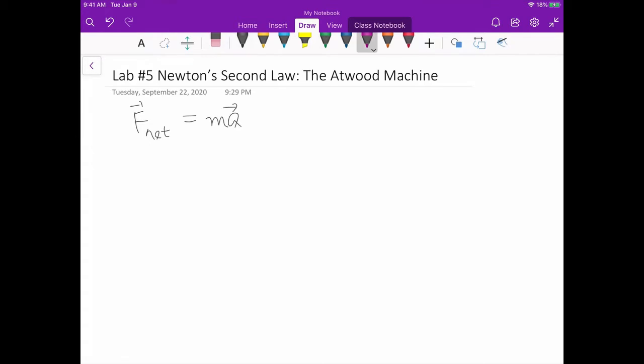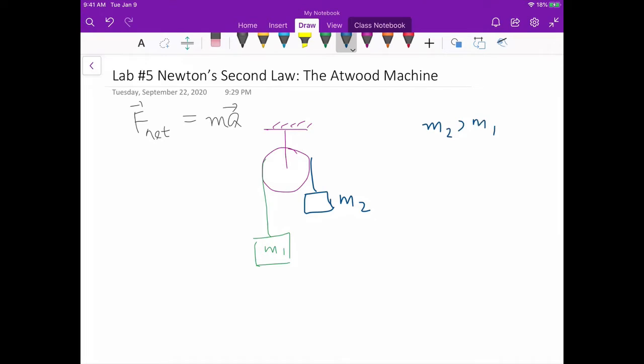An Atwood machine means you will have some kind of a pulley hanging like this, and then you will have two masses. Let's say you have mass 1 on this side, and you can call this mass 1. Doesn't matter about the representation. And then you may call this mass 2. Then if mass 2 is greater than mass 1, the whole system is going to accelerate in this direction.